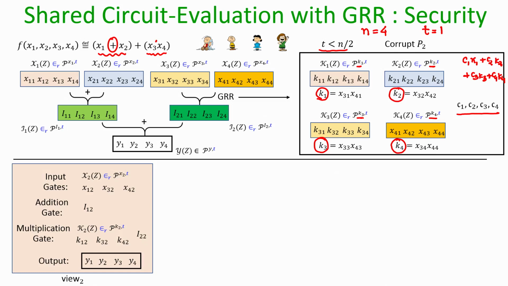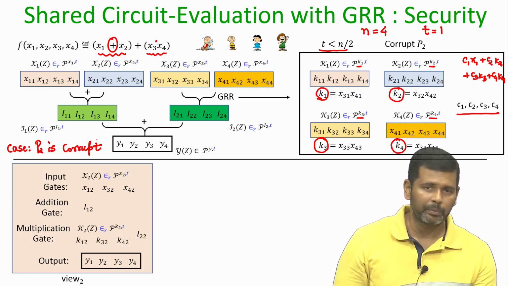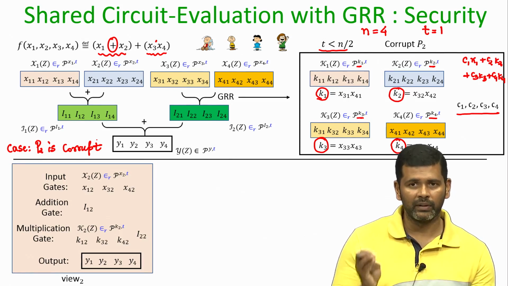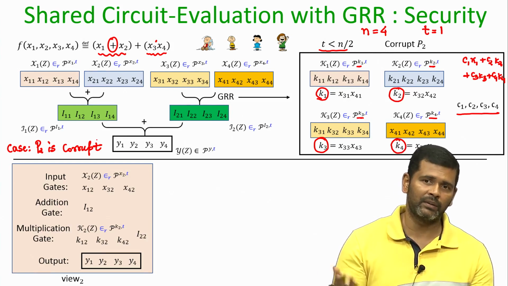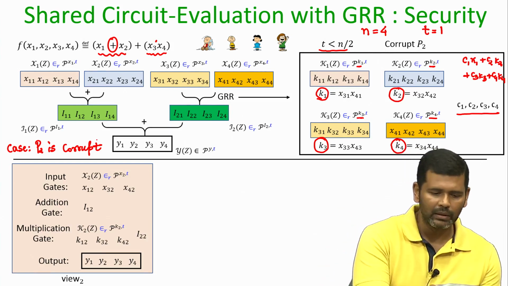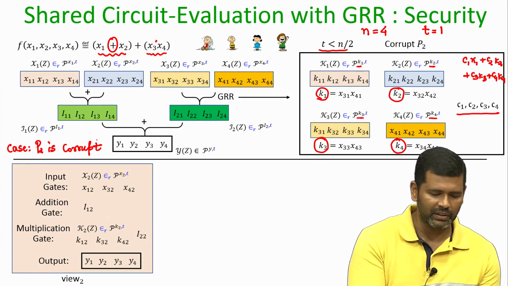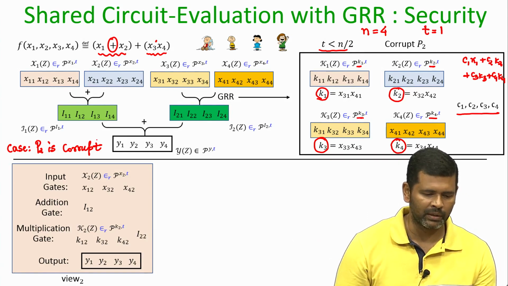So, I am taking the case where P2 is corrupt. If P2 is corrupt, then the view of P2, namely its input, its randomness, whatever messages it has communicated and whatever messages it has received, that whole collection of messages is denoted in this rectangular box.